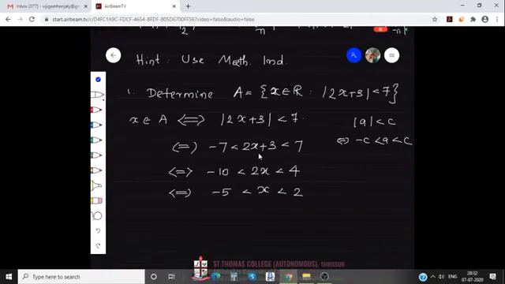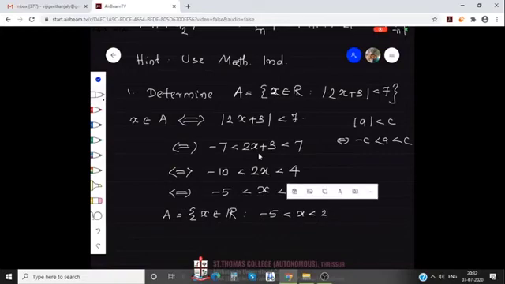So we get, if absolute value of 2x plus 3 is less than 7, x must lie between minus 5 and 2. So our A can be written as the set of all x element of R where minus 5 less than x less than 2, or simply this is our open interval minus 5, 2.